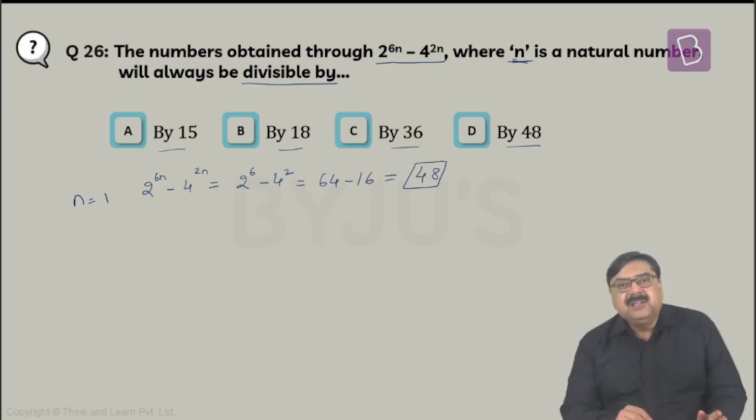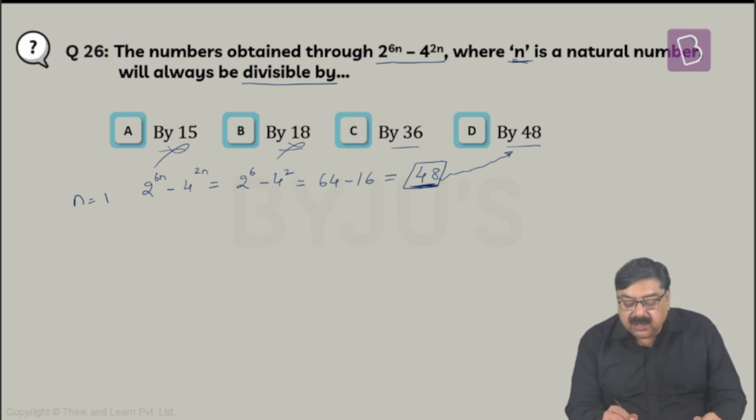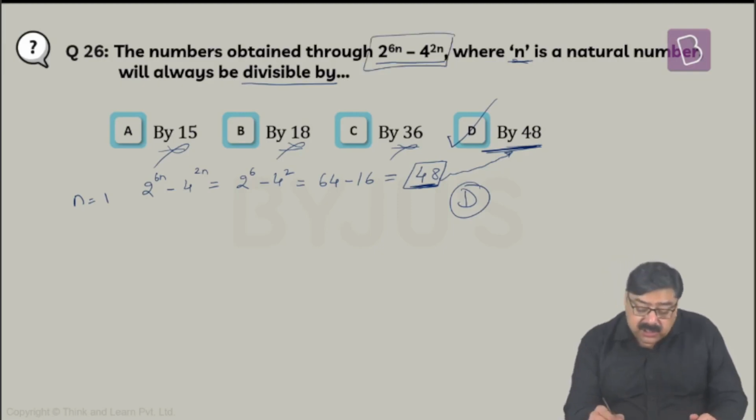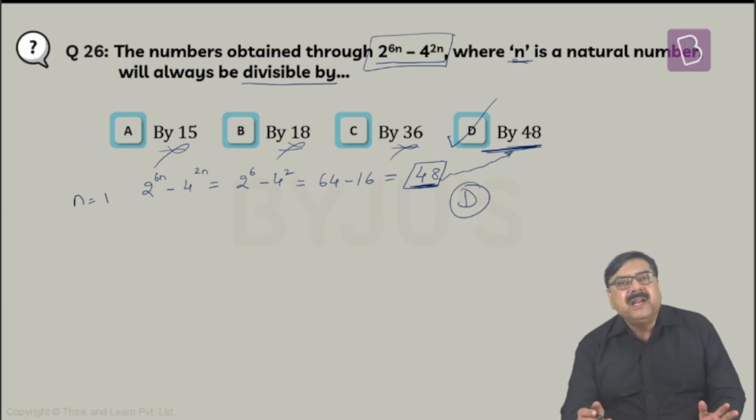Now this n is equal to 1 itself is giving us the answer here, and that is 48. Now this number 48 is not divisible by 15, not divisible by 18, not divisible by 36. It's only divisible by 48. So hence choice D should work out to be the correct answer. You don't have to be scared. You don't have to get intimidated because this particular equation is given. So just relax and put a value for n. We took it as 1 and we came up with our solution.